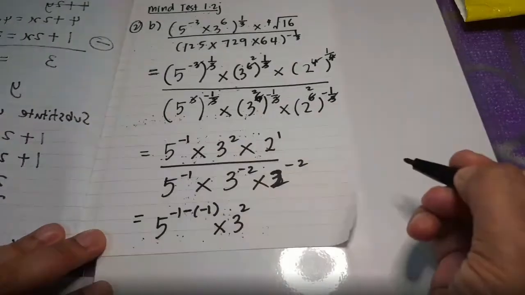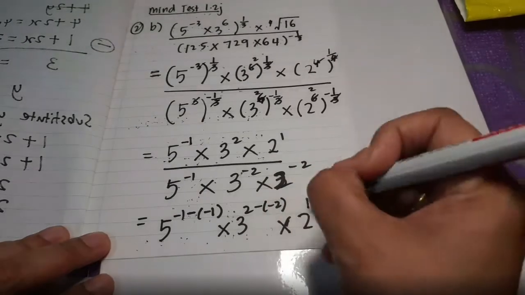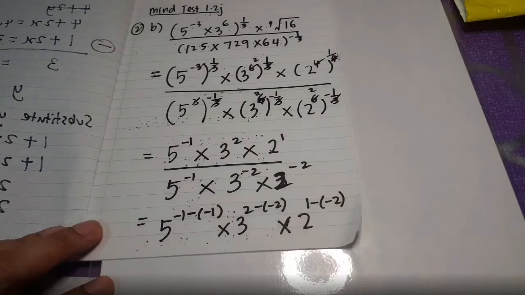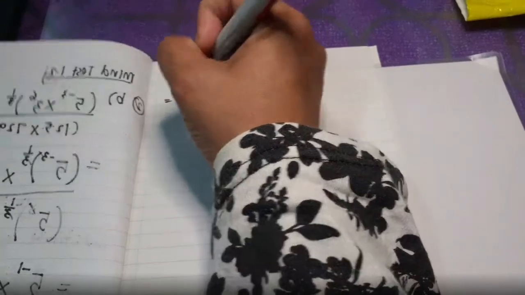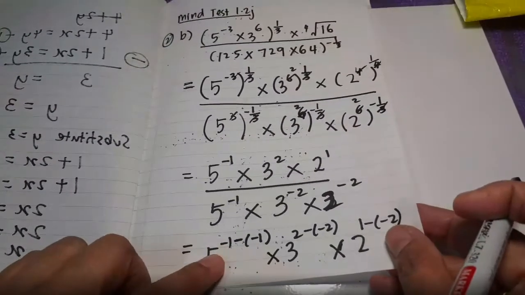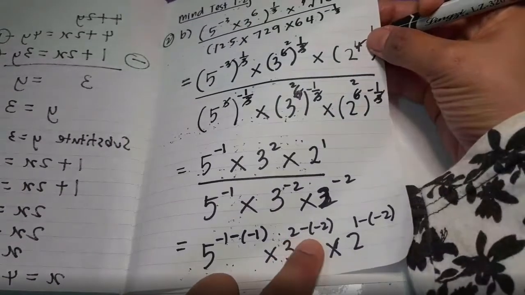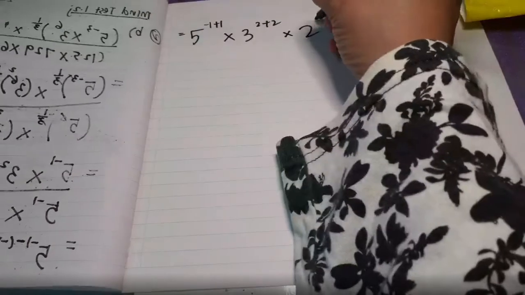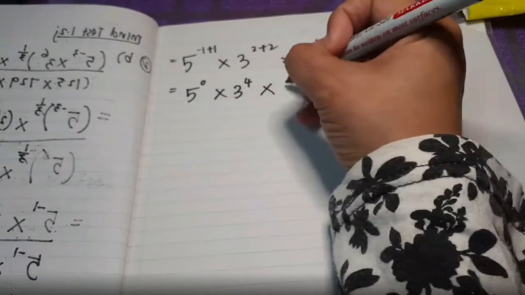Multiply 3 power of 2. Division, so minus negative 2. Multiply 2 power of 1 minus negative 2. Okay, because division, so minus negative 2. You write in bracket. Okay, next. 5 power of negative 1. Negative 1 minus minus plus. So negative 1 plus 1, multiply 3 power of 2 minus minus plus. So 2 plus 2, multiply 2 power of 1 plus 2. So this is 5 power of 0 multiply 3 power of 4 multiply 2 power of 3.